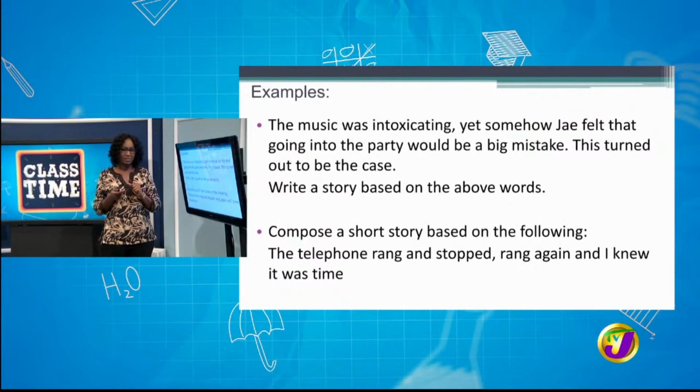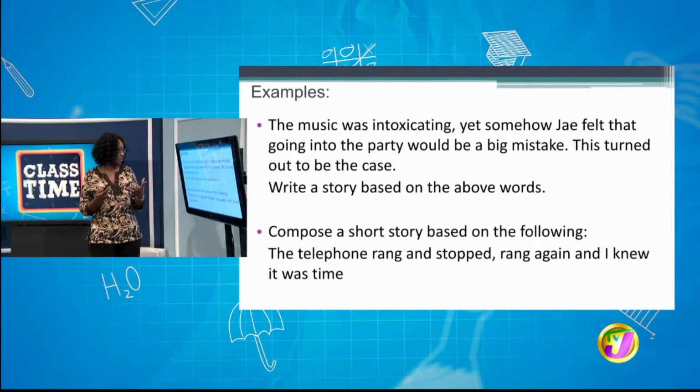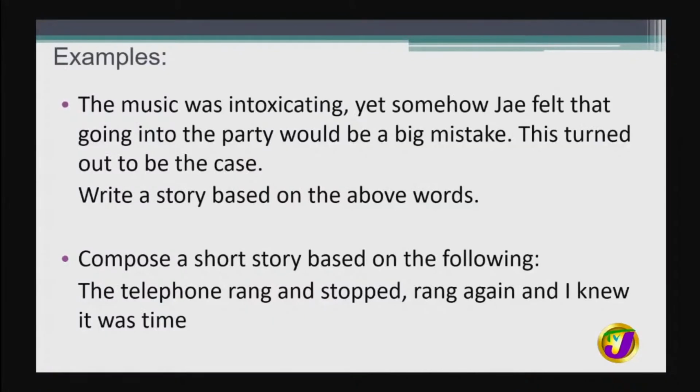Now here's another one, and it's very open and very vague. "The telephone rang and stopped, rang again, and I knew it was time." This one has the makings of a mystery. Knew it was time to do what? Is that ringing and stopping a secret code for you to go do something? And notice it says, "I knew it was time." So again, you are given the perspective that you're supposed to tell the story from, first person. So you're not supposed to tell the story from a he or she or you. You're telling it from an I perspective.